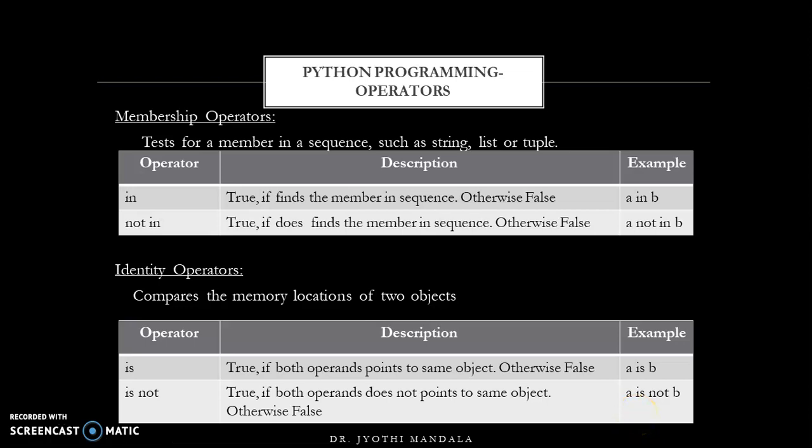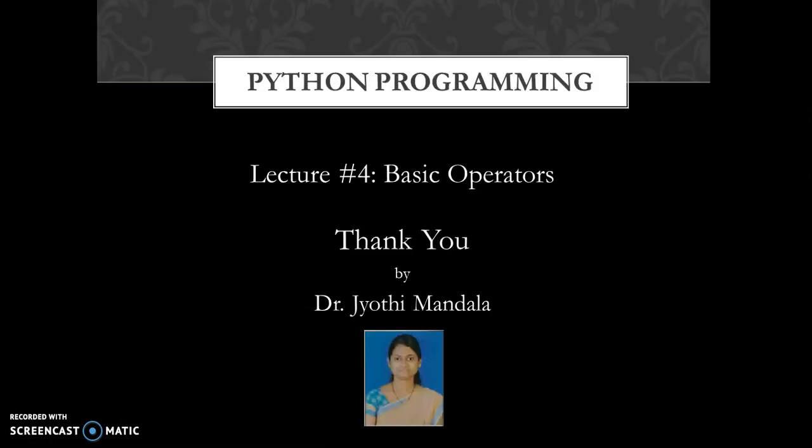So these are all the different types of operators that are available in our Python programming language. We have 7 types of operators. With this, we'll come to an end of basic operators available in our Python programming.